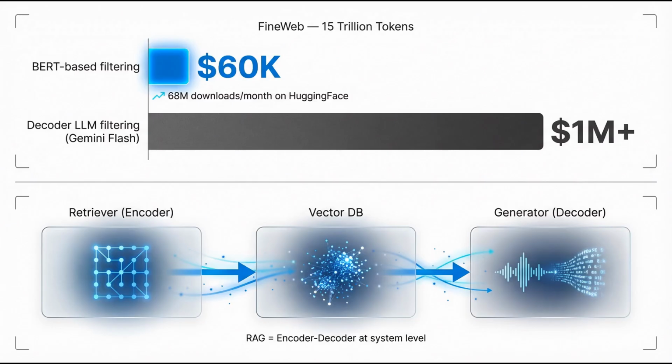The hard data speaks loudly. Filtering 15 trillion tokens in the FineWeb-Edu project cost $60,000 with a BERT-based model versus over $1 million with the cheapest Gemini Flash decoder, a difference of over 16 times. For any AI systems architect who knows only decoders, half the production pipeline is being designed blind.